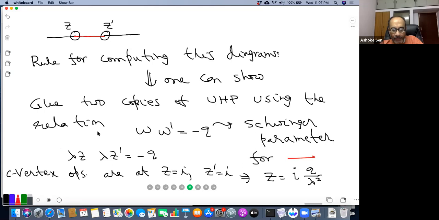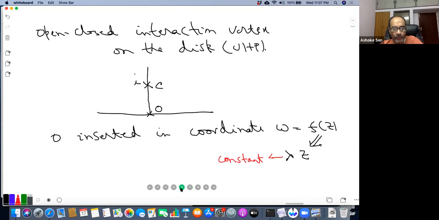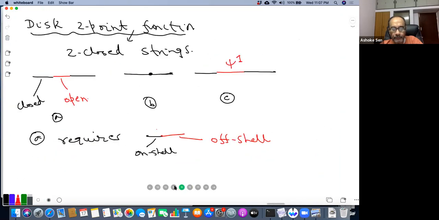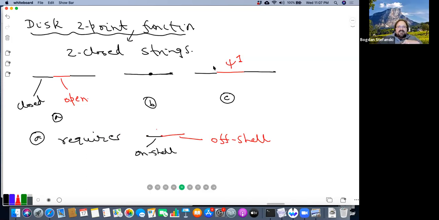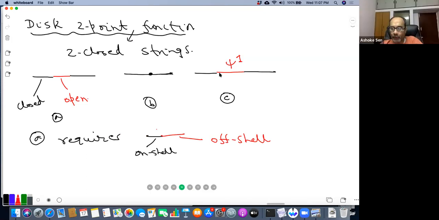Here, in fact, I didn't say one important point. In the previous one, we had one more diagram, which I didn't talk about. The reason is that this vortex is actually 0 for this particular choice of coordinate system. If you choose w equal to lambda z, you can show that this vortex becomes 0. So this diagram didn't contribute.